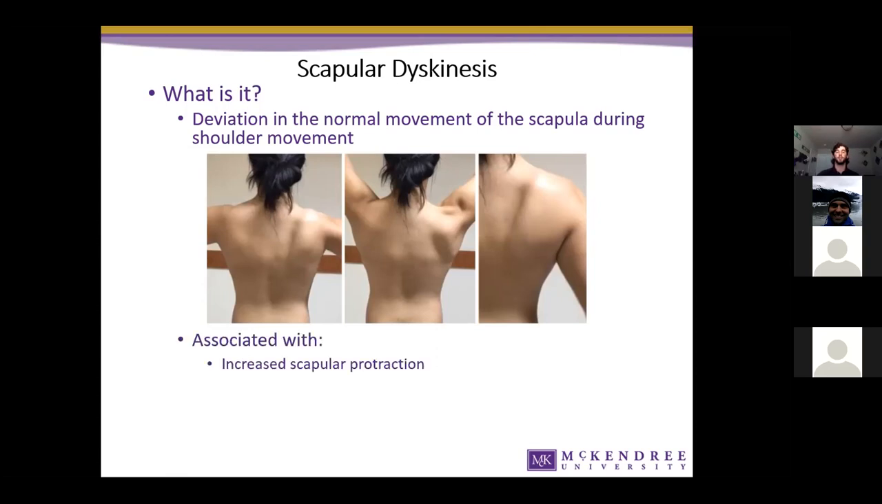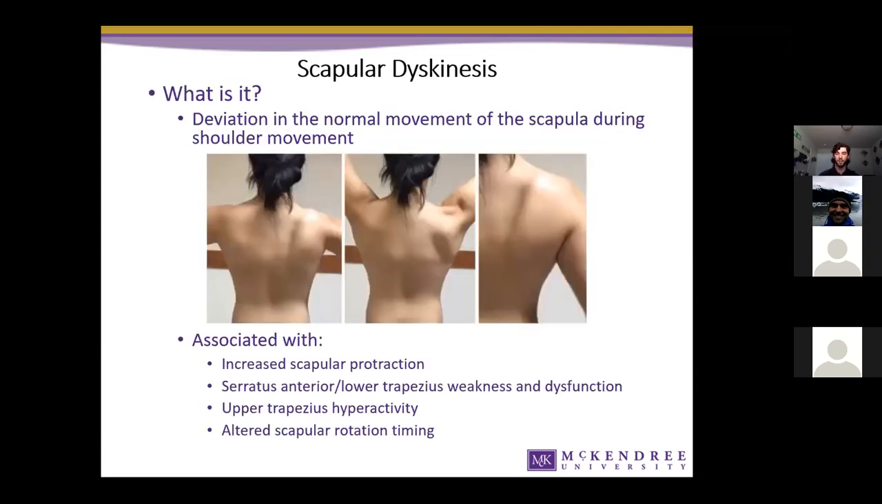Scapular dyskinesis is associated with several things. First is the increased scapular protraction. That stems from it wanting to wrap around the rib cage. You're going to want to be protracted, which just means pushed forward. Serratus anterior and lower trapezius weakness, all dysfunction related to the anatomy of that scapula. Upper trapezius hyperactivity, so you're going to feel more dominance in your trap, and altered scapular rotational timing, which has a lot to do with baseball.